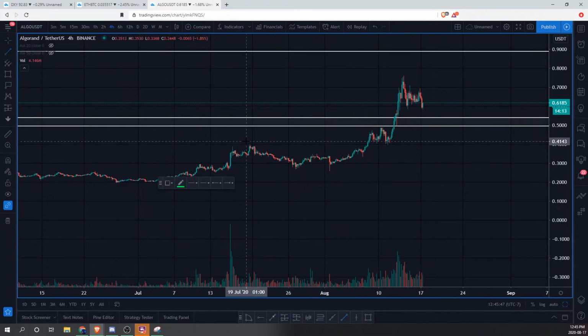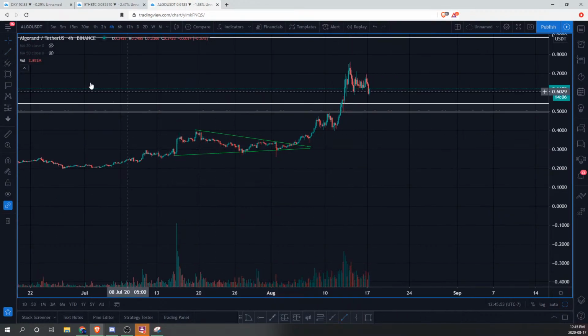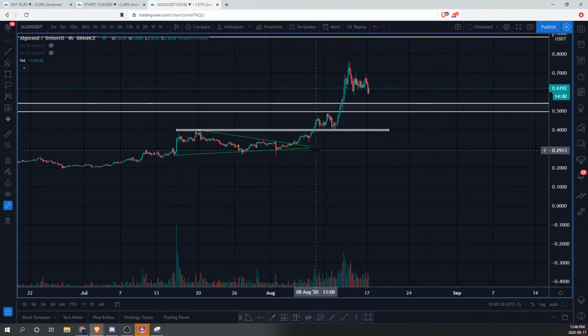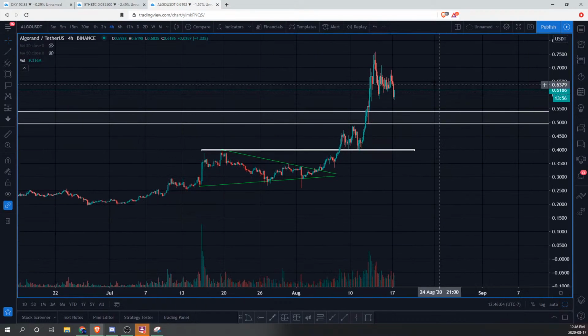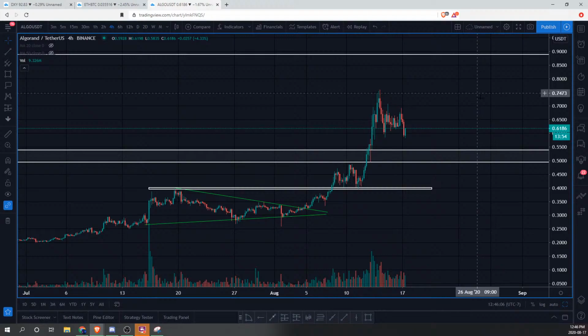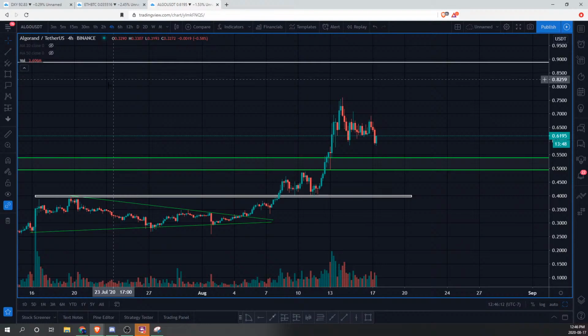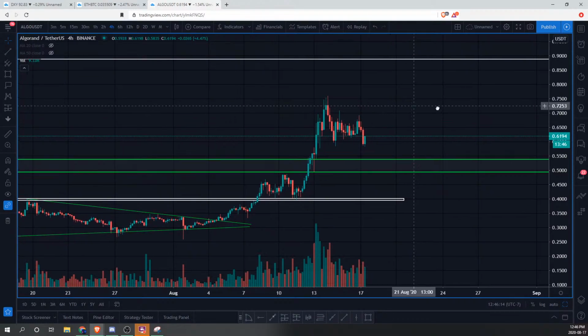So, like we can see, right, symmetrical triangle, breakout, retest of a previous high, and then a massive impulsive push to the upside. We know that this is a strong level of demand, or a potential strong level of demand, so we do have to keep that into consideration. So we're not looking for shorts, we're only looking for longs.